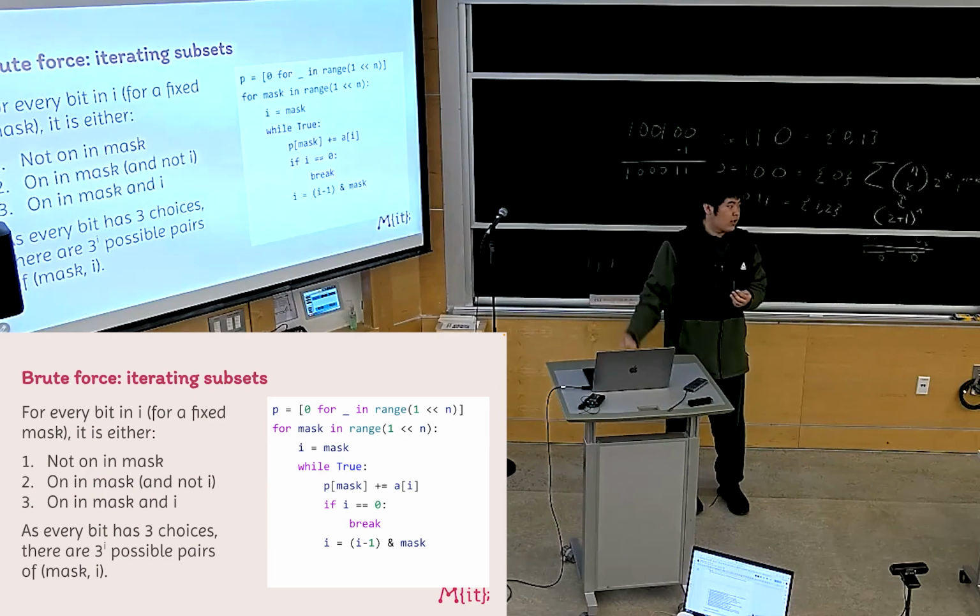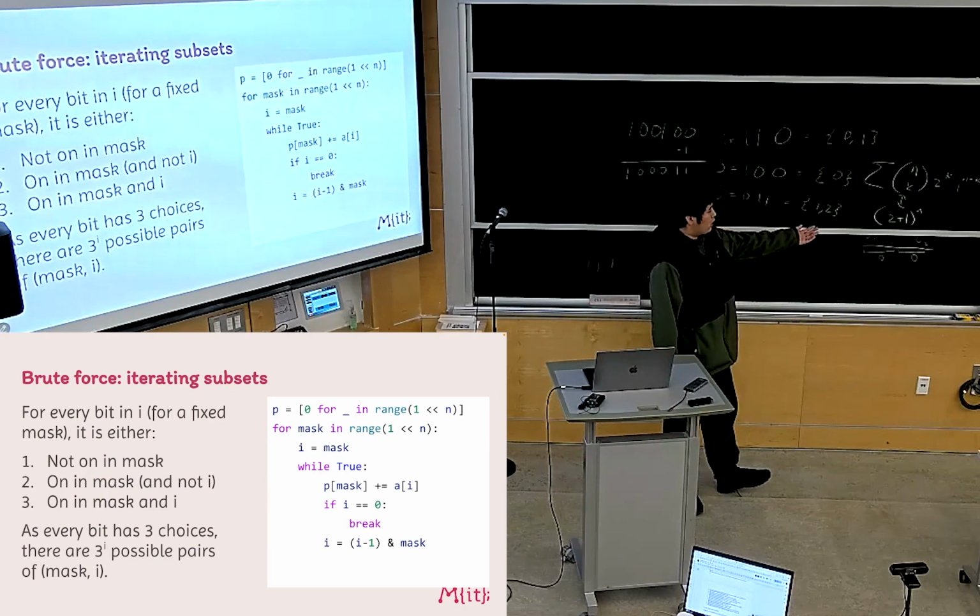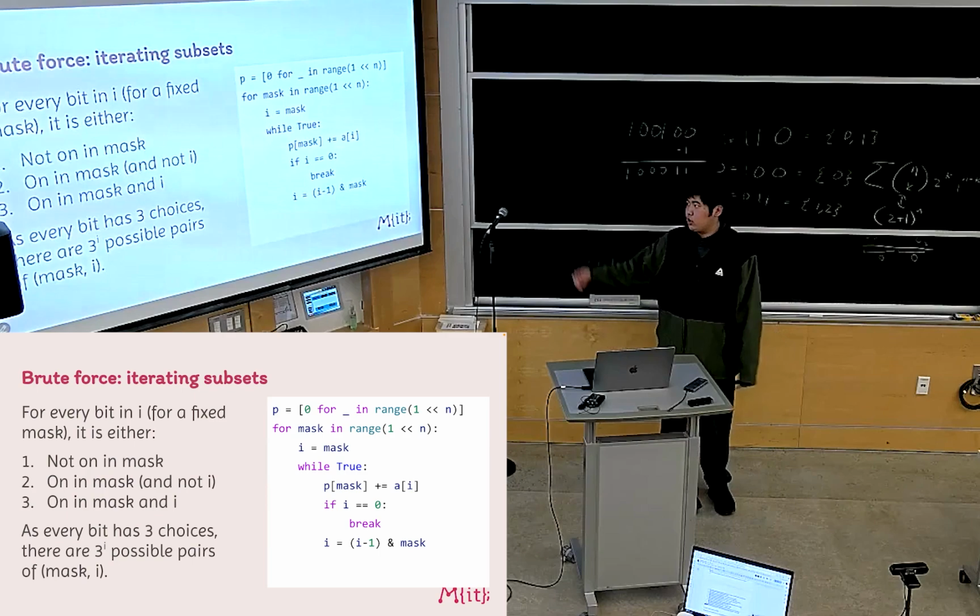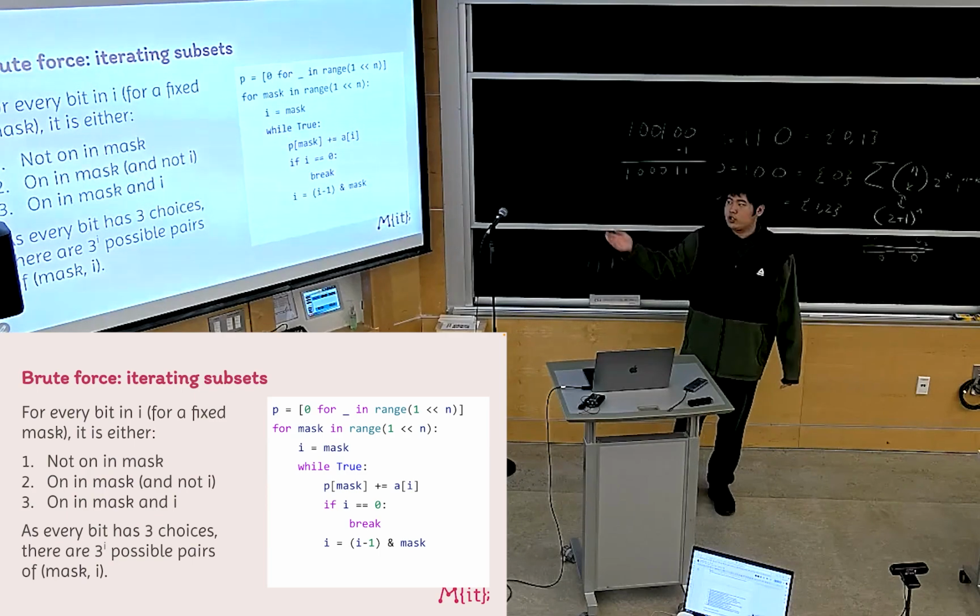Another way of proving that the total complexity of this code is 3 to the n.